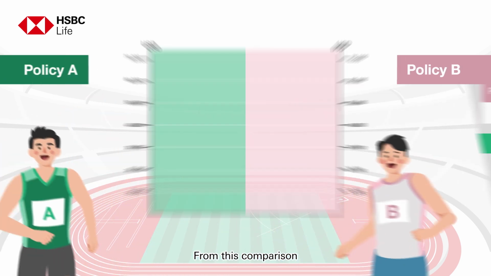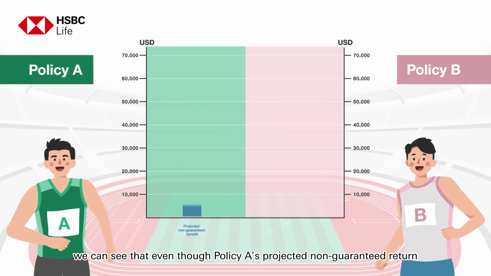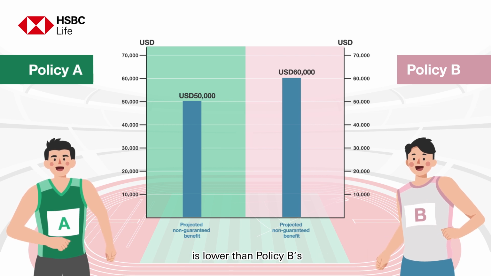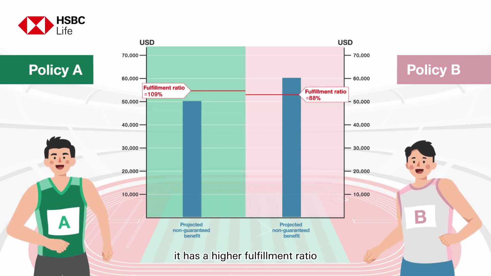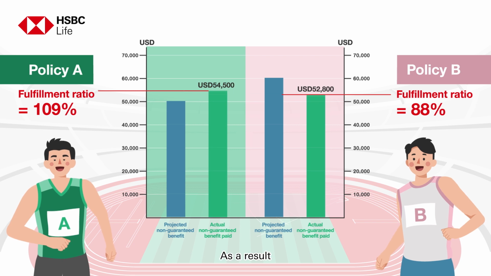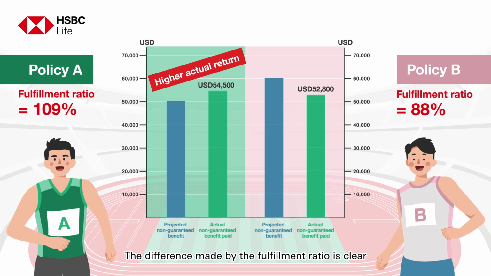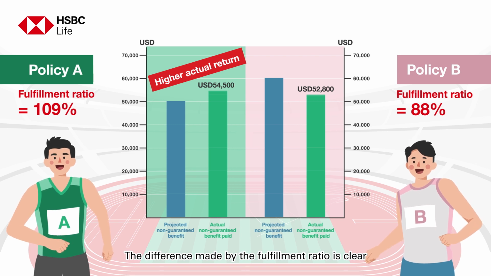$52,800. From this comparison, we can see that even though policy A's projected non-guaranteed return is lower than policy B's, it has a higher fulfillment ratio. As a result, it ends up delivering a higher non-guaranteed return. The difference made by the fulfillment ratio is clear.